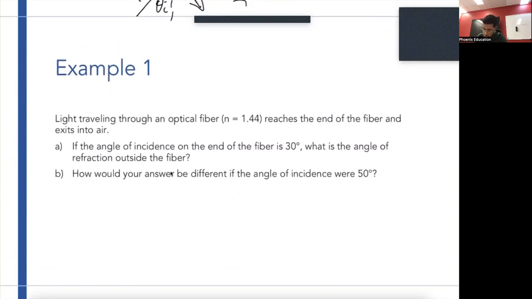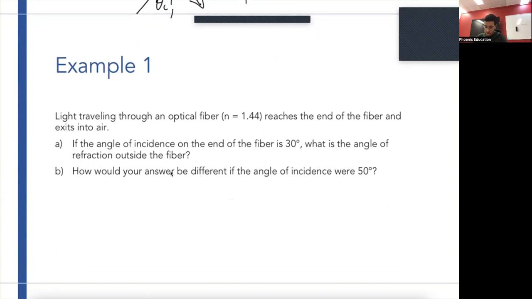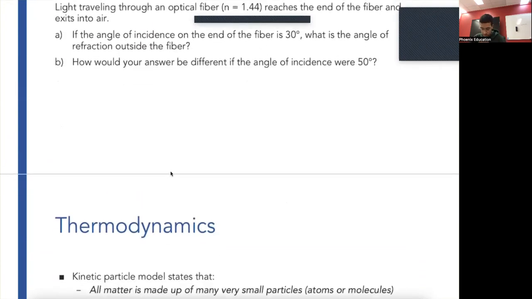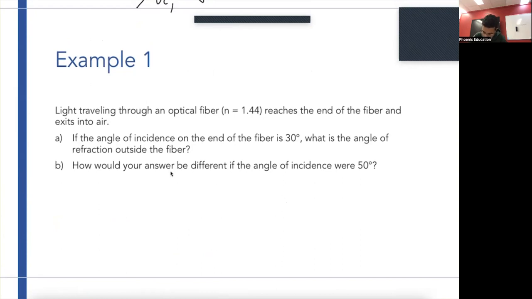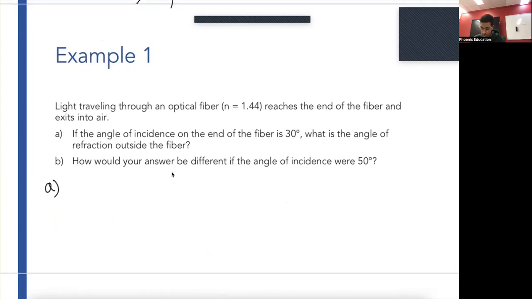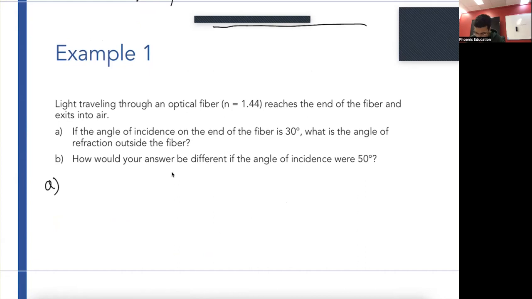So we'll just go through A, try B yourselves because we have a lot of slides to cover. Light traveling through an optical fiber, n equals 1.44, reaches the end of the fiber and exits into air. So always draw a diagram. No matter how simple the question is, just draw a diagram. It will save a ton of time because if you get confused, you can always refer back to the diagram.